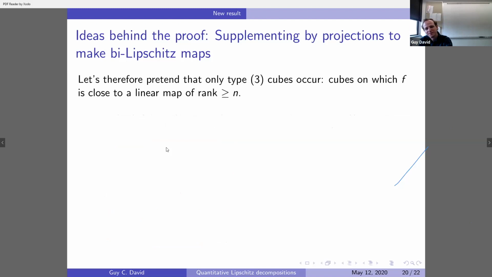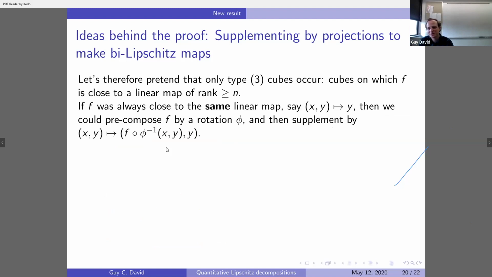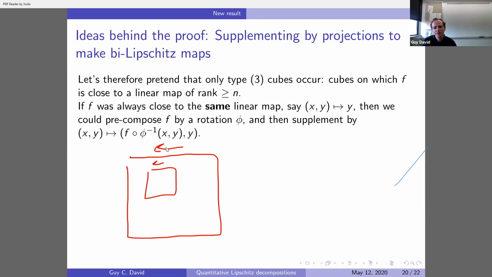Okay. So slightly more difficult, but still not very difficult, is if f is always close to the same linear map, but not the one you want, right? So for example, if your mapping happens to always be close to the projection to the y-axis. On every scale you look, your mapping is close to the projection to the y-axis. That's the best linear approximation for your mapping. So if you take your mapping and you supplement by y, then that's bad, because you're going to get y comma y, which is not a bi-Lipschitz map.